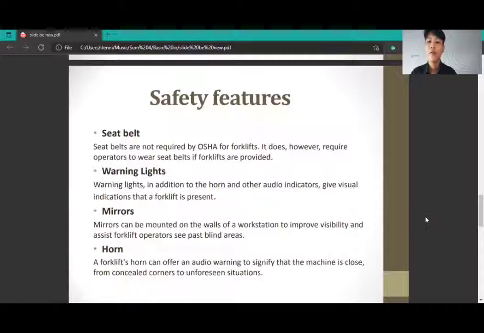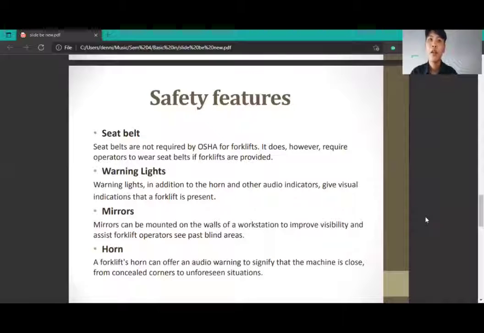The following are forklift safety features and equipment. The first one is seat belt. Seat belts are not required by OSHA for forklifts. It does, however, require operators to wear a seat belt if one is provided.